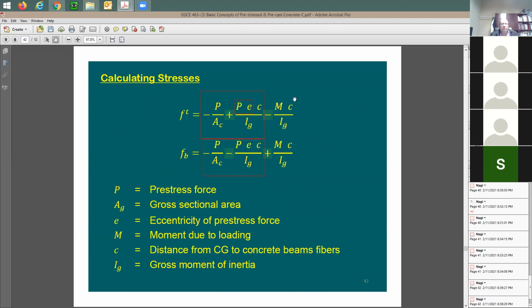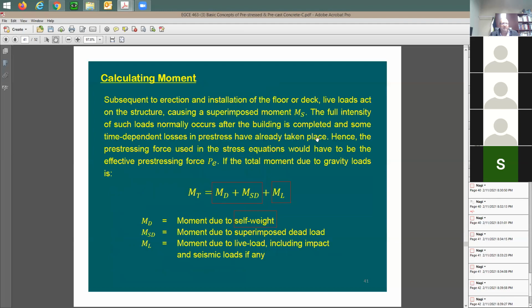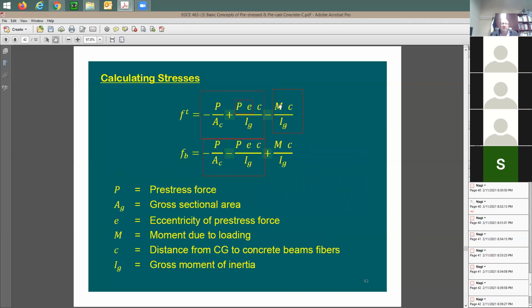So how about this section? What is this term for? You say this is going to be for the applied moment. Whatever applied moment you have, it can be the initial, it can be the final, it can be any combination of this. If you like, you can just say moment divided by IG times C. For the top, it's going to be C top or Y top, and this also is going to be Y bottom. Generally speaking, for simply supported, you're going to have what? Compression on the top and tension on the bottom.